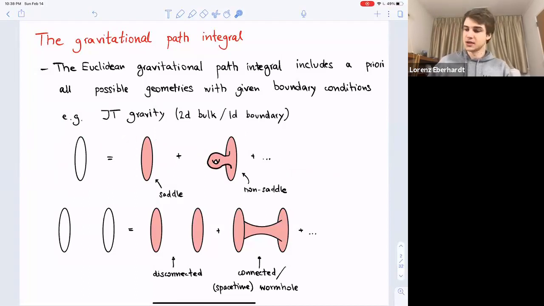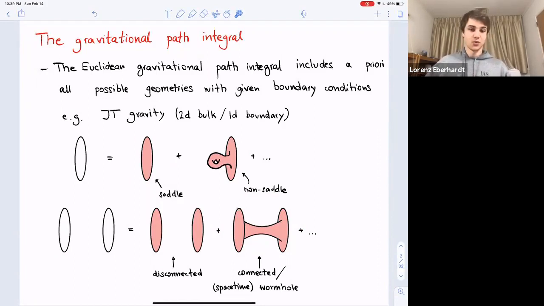And one interesting thing that played some important roles is that if you now change the boundary conditions, so let's say we have two circles as a boundary condition, then we are again instructed to fill in this geometry in all possible ways. So we get disconnected geometries that are just copies of the geometries we had here. We also get these kind of wormhole geometries. And by wormhole, I mean, so I will talk only about Euclidean gravity. So when I say wormhole, I always mean a space-time wormhole, not an Einstein-Rosen bridge.